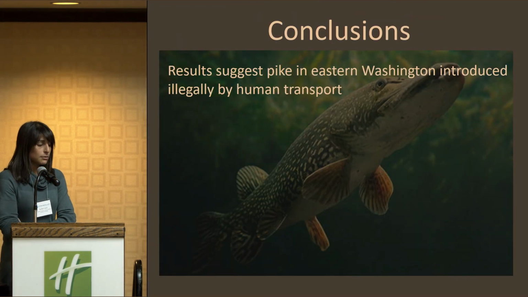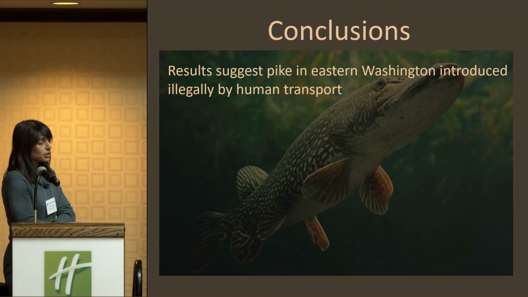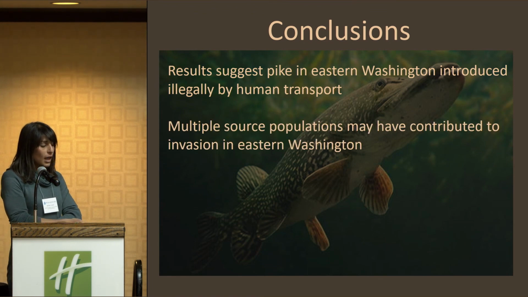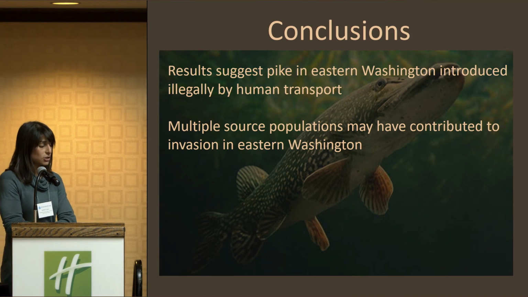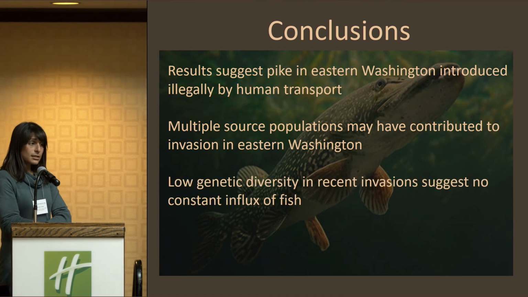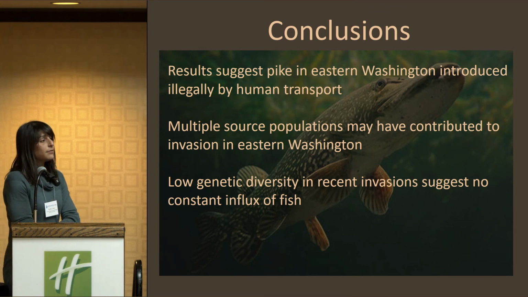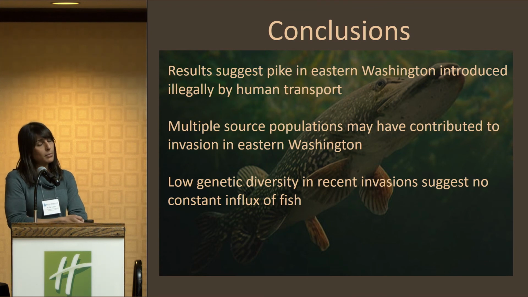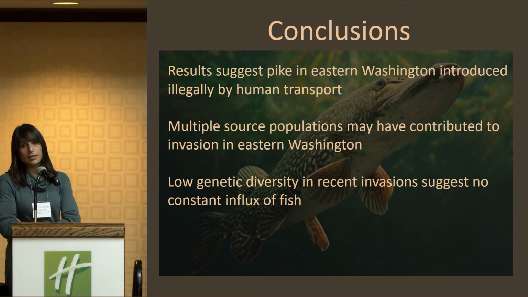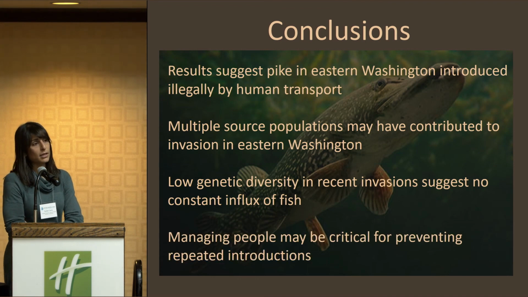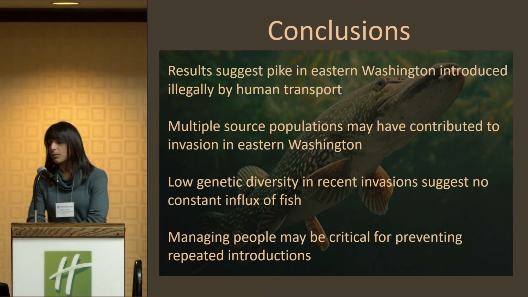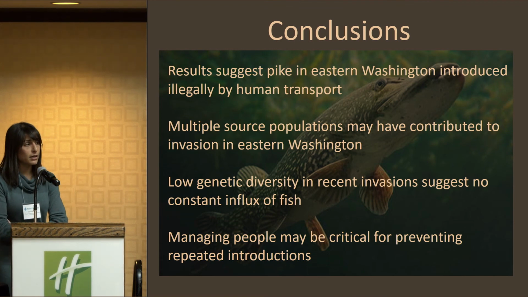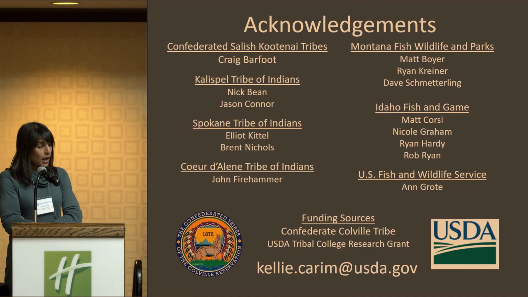So our conclusions: the results suggest that pike in eastern Washington were introduced illegally by human transport, and that multiple sources may have contributed to this invasion. Low genetic diversity suggests that recently invaded areas are not receiving a constant influx of fish. But what's not surprising and what is reinforced by these data is we are likely managing people more than we're managing fish alone. And so thinking about management from the perspective of communicating the importance of not moving invasive species and the impacts that pike can have in areas when they are reintroduced is going to be really important in this context. And that is all I have for you.